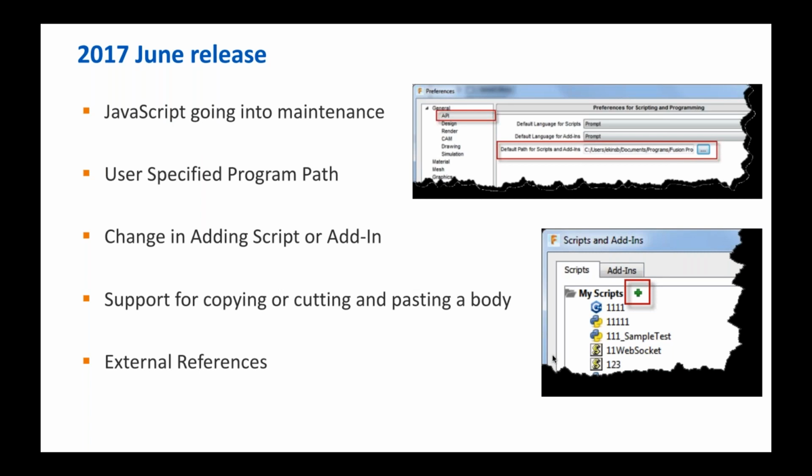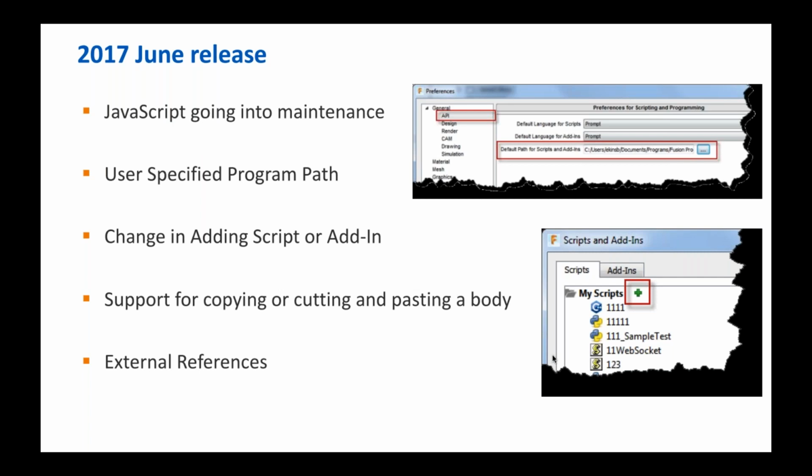And the new functionality is user-specified program path. So now inside the user interface, users, including you, can set the default path for scripts and add-ins, where Fusion will be looking for scripts and add-ins, and also where the newly created scripts and add-ins would be saved.